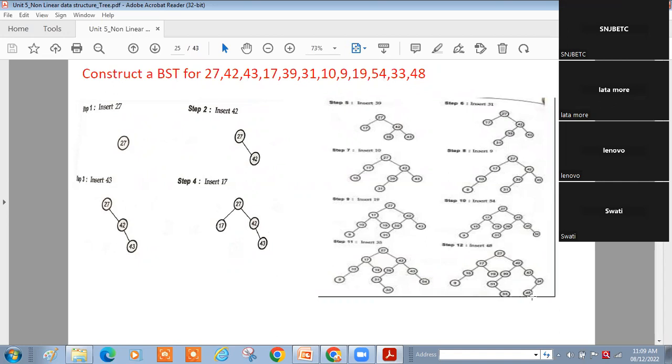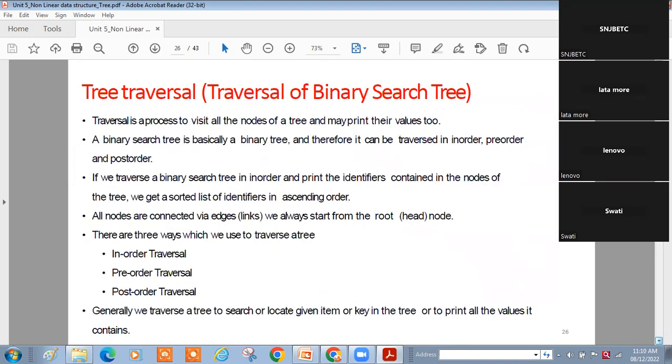What is my point, students? Just start comparing with the root element and see whether to go left or right. You have to remember this one. Yes, good. Next. So till now I have seen the different types of trees and all that.